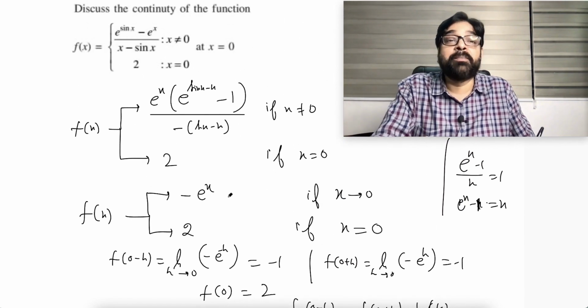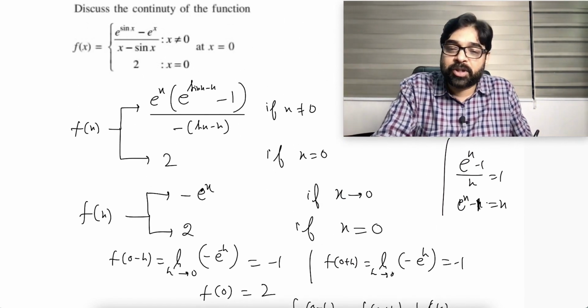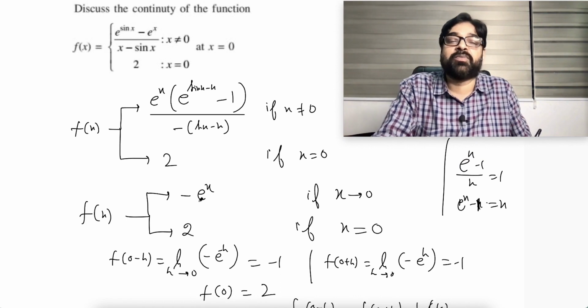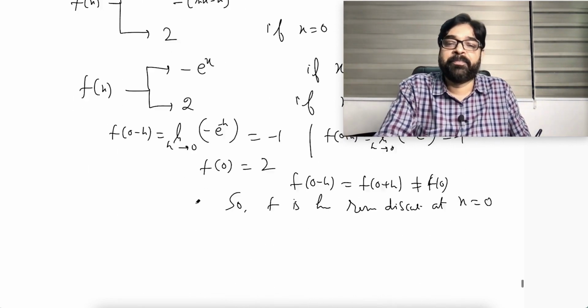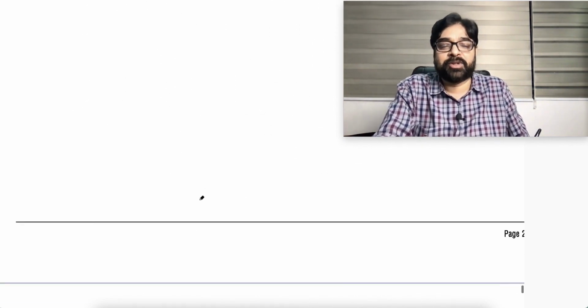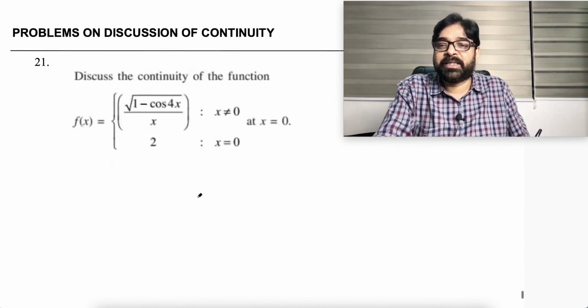In fact, you can make it even simpler. Near x to 0, this will be 1. So minus 1, directly you can say. That we'll discuss in the other question. First, basic things we have to do.